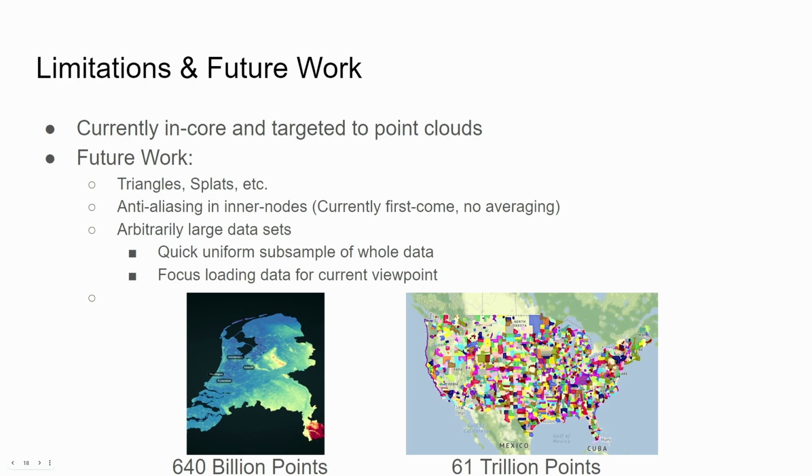And one of our largest priorities here is to make this work with arbitrarily large data sets. So for example, there's a point cloud from the Netherlands with 640 billion points, or from the United States with 60 trillion points. And eventually we'd like to be able to just drag and drop that and instantly view it. And I believe this is possible because for an overview viewpoint, we initialize an overview viewpoint, and we just take a random sample of 1 million points. And it doesn't matter if you have a billion or a trillion points, loading a random sample of 1 million points is constant time.